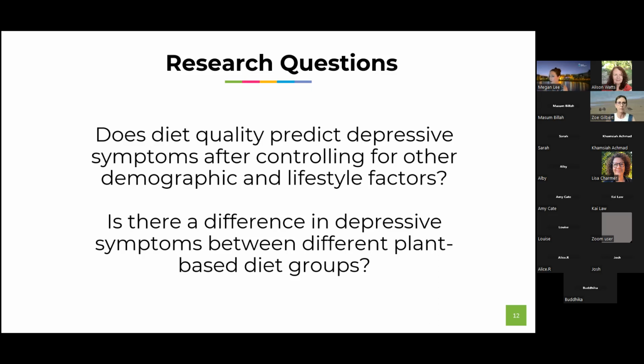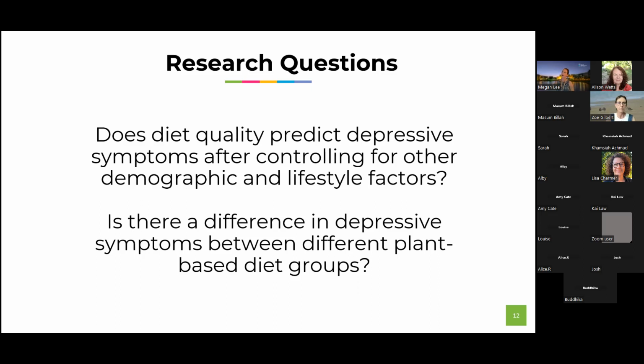So then what are our co-varying or confounding variables? Variables that could influence the outcome that are not our independent variable. Demographics, yep, and lifestyle factors, good, excellent. Our second research question, so this is our regression question. If you ever see the word predict inside of a research question, that initially tells you that it's a regression, always. So our second research question is, is there a difference in depressive symptoms between different plant-based diet groups?